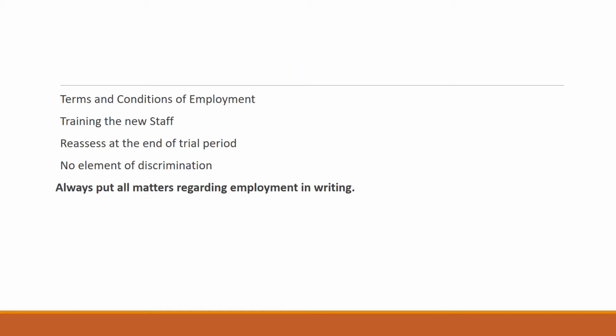Now the terms and conditions of employment is very important. You have to follow the rules and the labor law. Then training the new staff. That could sometimes be a bit time consuming also. We may have to train them up, and it might take at least a month for them to get proficient in their job. And then do a reassessment at the end of the trial period. There should be no element of discrimination. Always put all matters regarding employment in writing. That's very important. Don't have a verbal contract. Always have a written contract. Preferably you can even get it stamped. This is your contract.